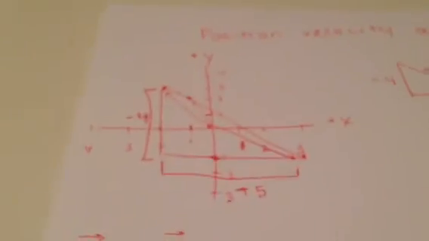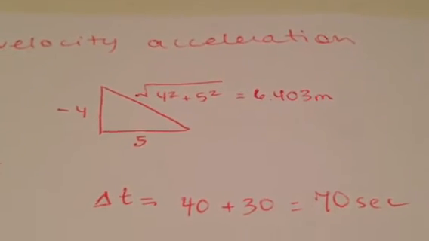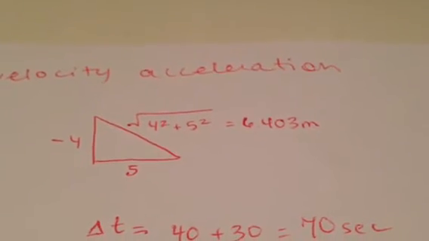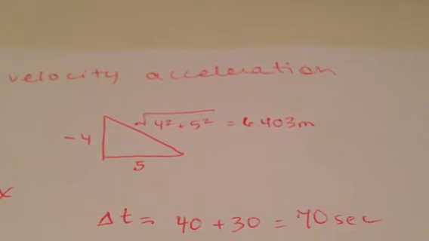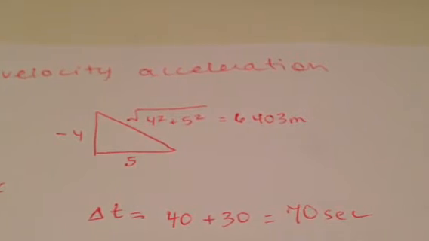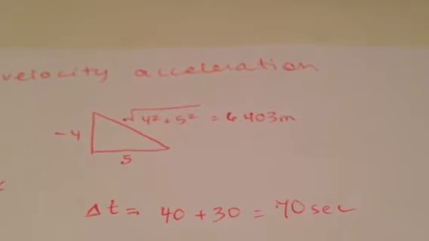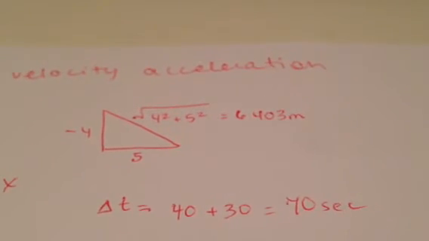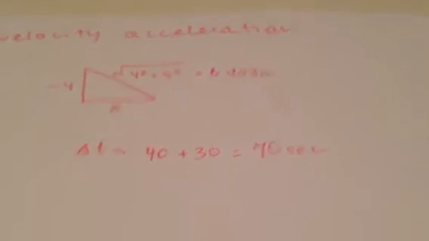We know we went -4 in the y direction and +5 in the x direction. So by using the Pythagorean theorem, the square root of a squared plus b squared equals c squared, we have the square root of -4 squared plus 5 squared, which equals 6.403. So that is our displacement for that chart, in meters.